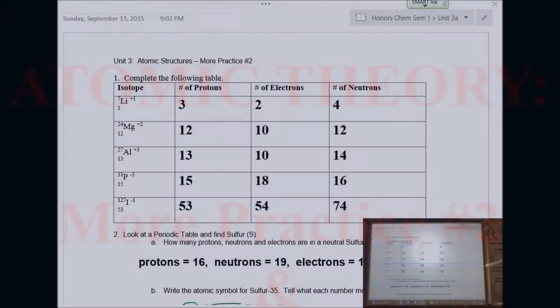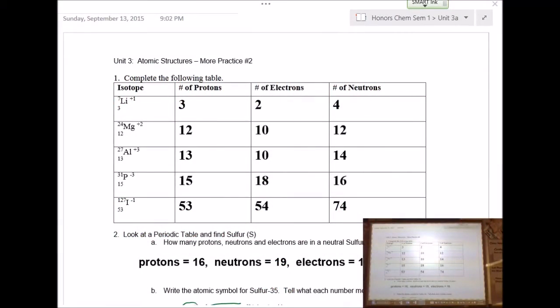Go ahead and get started. Today, we're going over more practice part 2, and it's a little bit different than the first worksheet in that I'm actually giving you some charges to work with here. The homework for tonight is to do the review sheet, and some of you have already started on that, which is awesome. So let's take a look at the ones here.